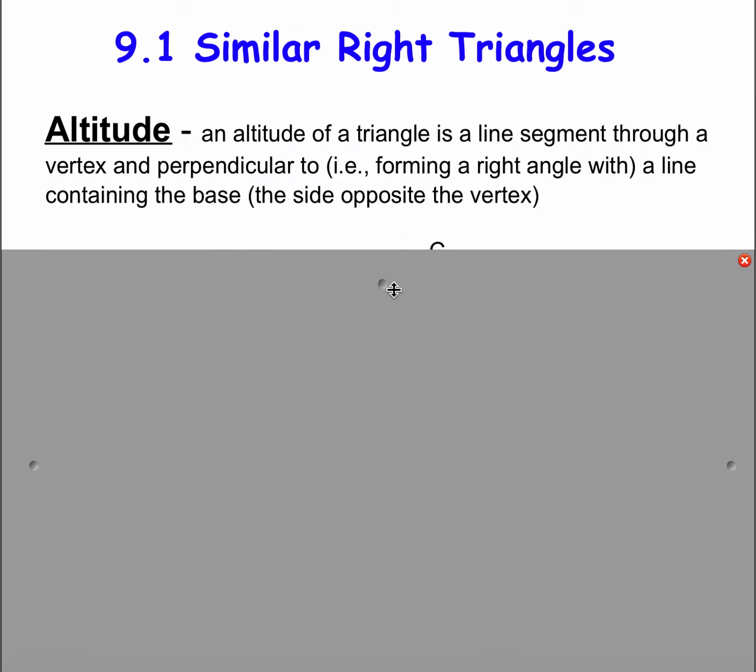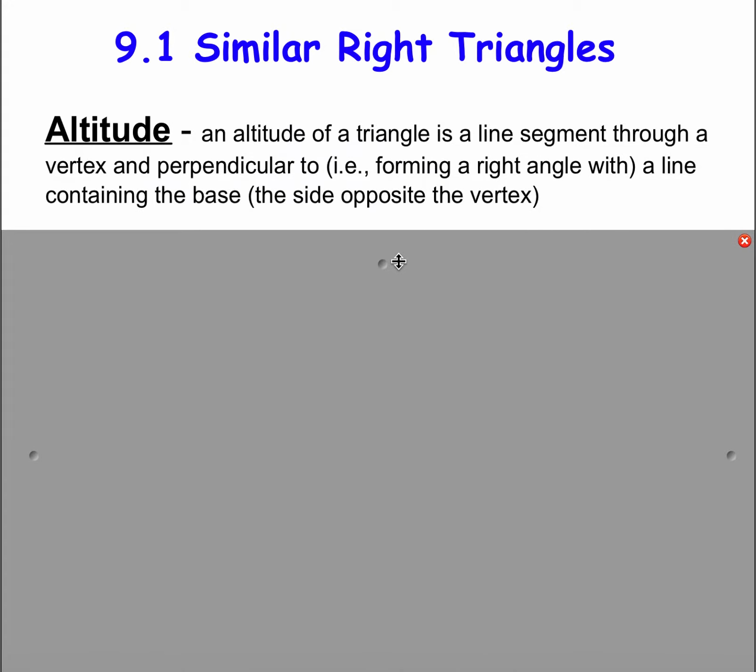So we're going to define a couple of things this chapter pertaining to right triangles, and one of the things that we're going to define, and you can add this to your definition sheet if you still have it, is called an altitude. So I'm going to read you the definition and then I'm going to show you what it is. An altitude of a triangle is a line segment through a vertex that is perpendicular to, i.e. forming a right angle with, a line containing the base or the side opposite the vertex.